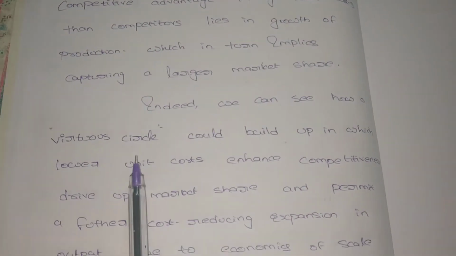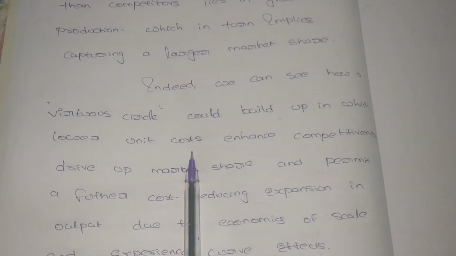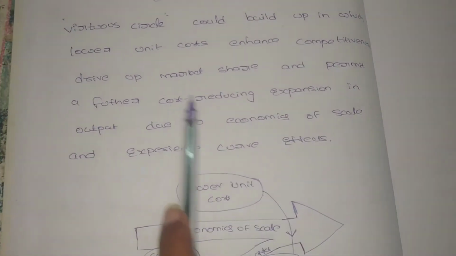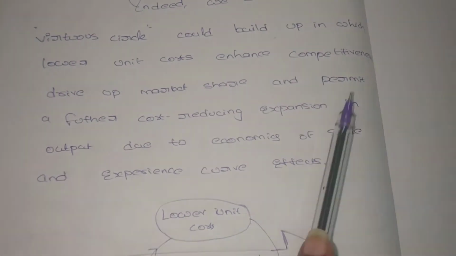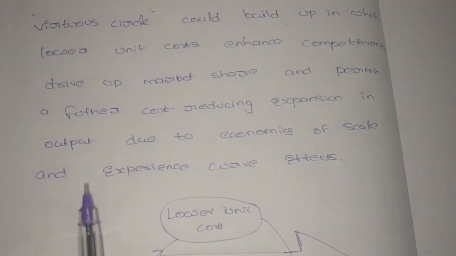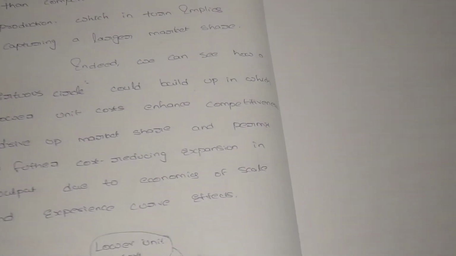Indeed, we can see how a virtuous cycle could build up, in which a lower unit cost enhances competitiveness, drives up market share and permits a further cost-reducing expansion in output due to economies of scale and experience curve effects. This cycle only shows three inputs.